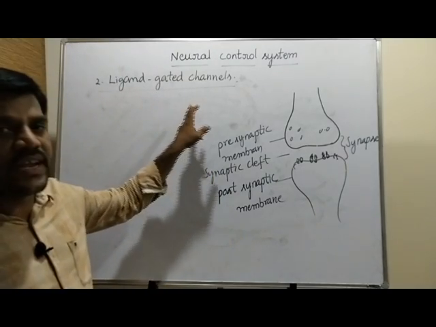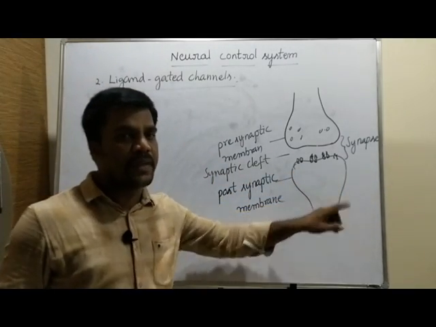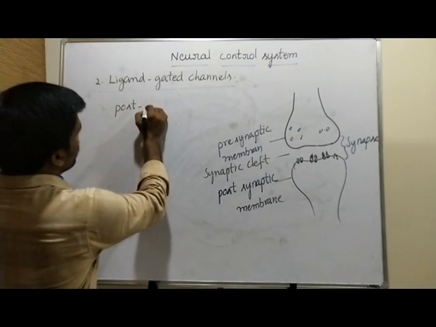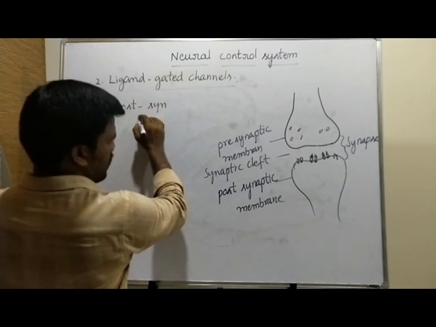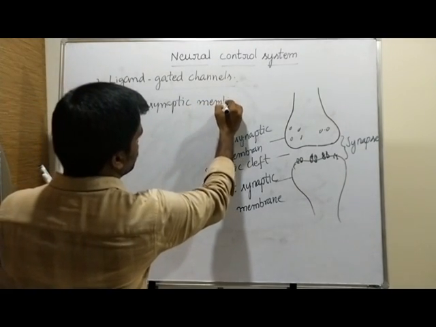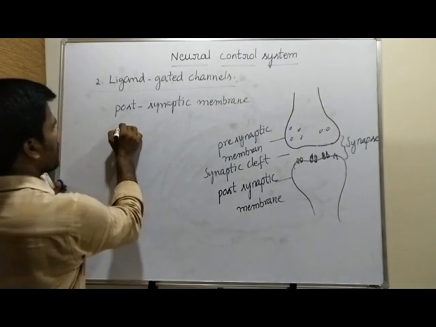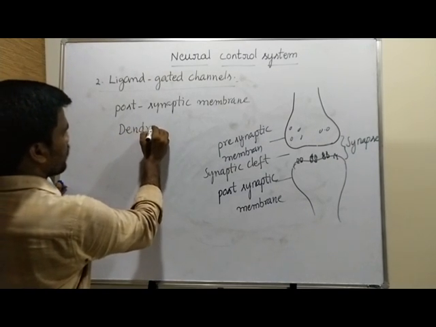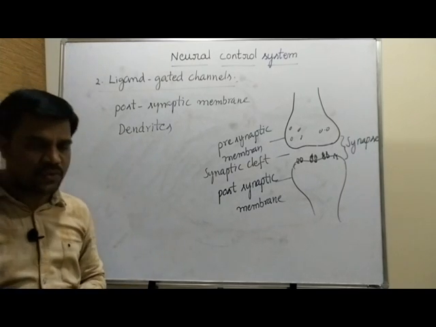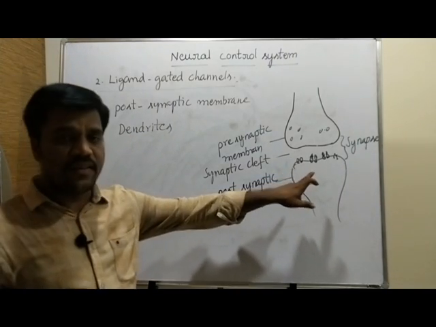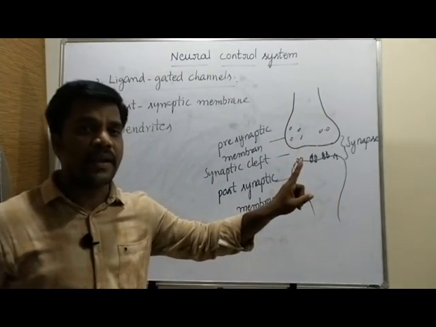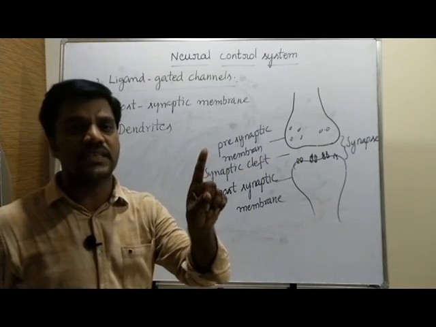So this type of gated channel is present in the postsynaptic membrane. The postsynaptic membrane is present in the dendrites of the neuron. Actually, we already discussed that leakage channels are always open, but these channels open and close based on a chemical stimulus.